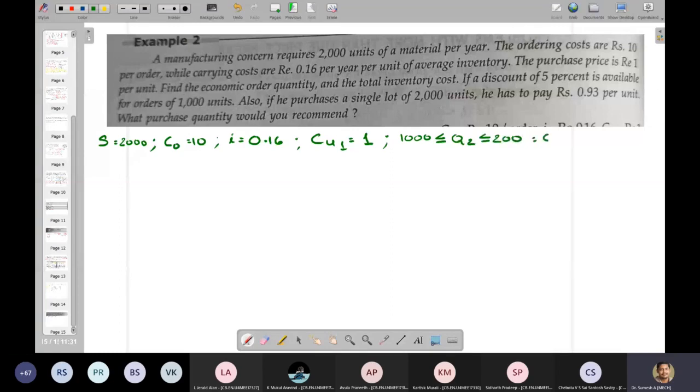CU2 is 0.95, and if it is greater than Q3, 2000, you need to pay only 0.93. So 0.93 is CU3. Now for the three cases, get me the EOQ.